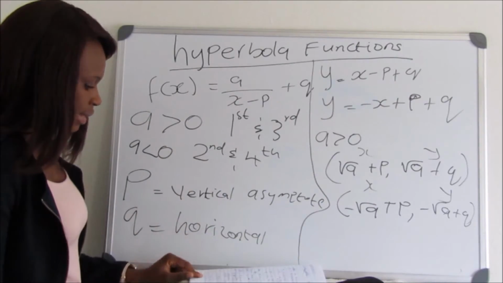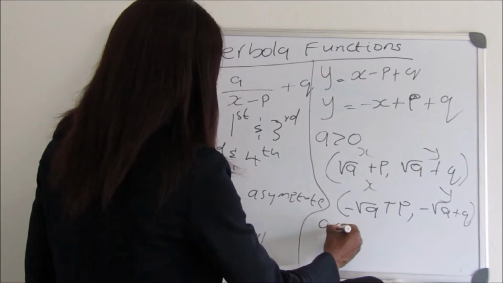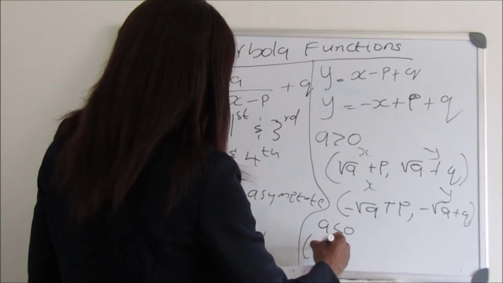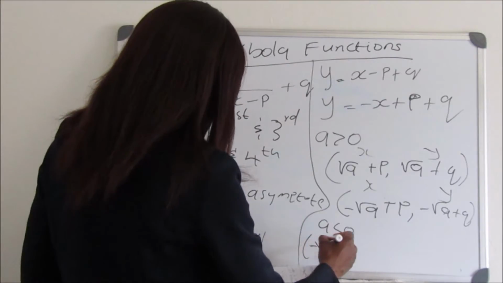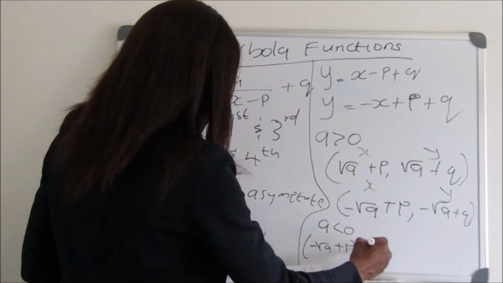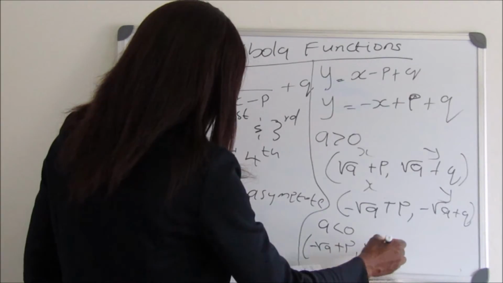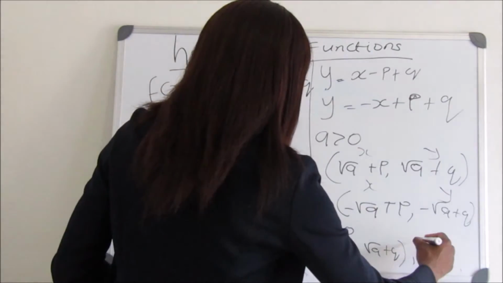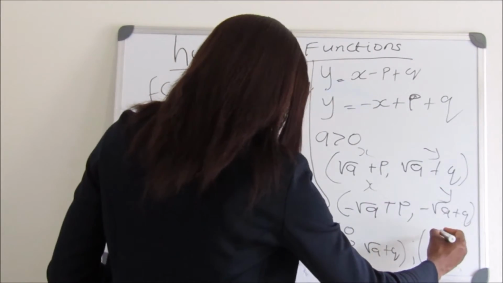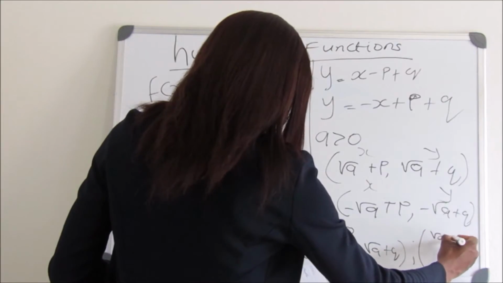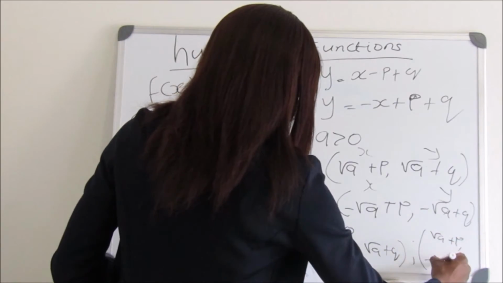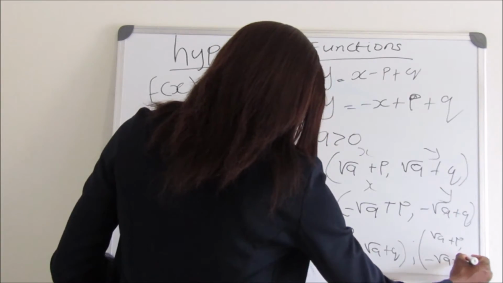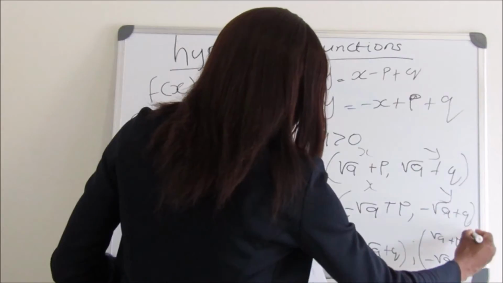Then if your a is less than 0, the first coordinate will be negative root a plus p for x, and positive root a plus q for y. Another point will be positive root a plus p and negative root a plus q. Right there it will be q.